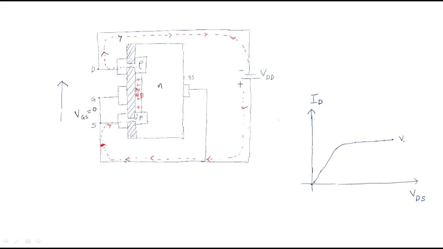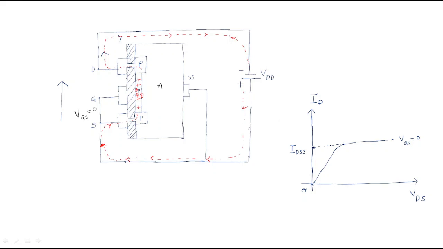Here the condition is gate source voltage equals 0. At this point the current becomes saturated. This current is called the drain source saturation current, IDSS. Why? Initially, whenever the drain to source voltage increases, the drain current increases linearly. After reaching some point, the drain current becomes constant. That's why this is the IDSS current.